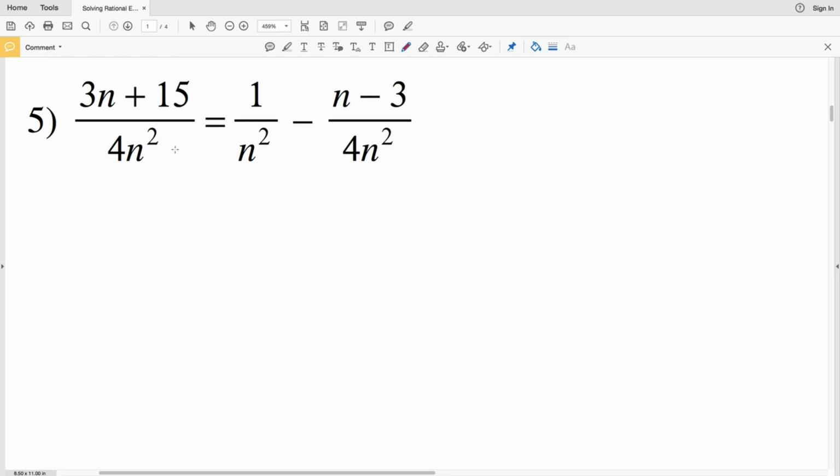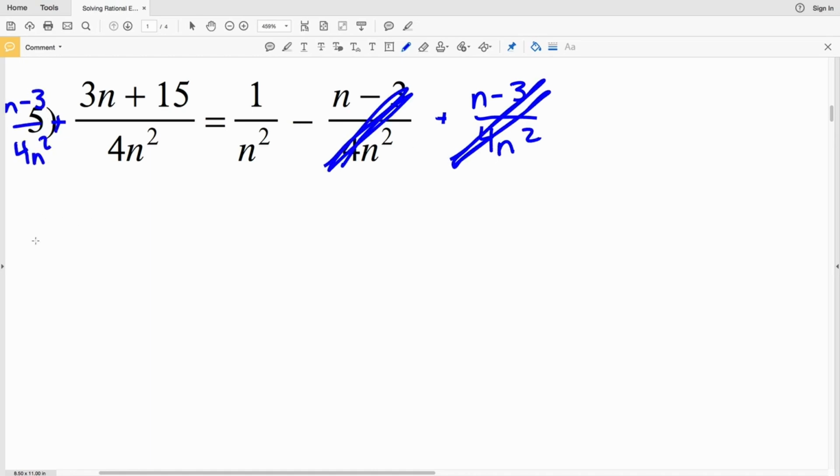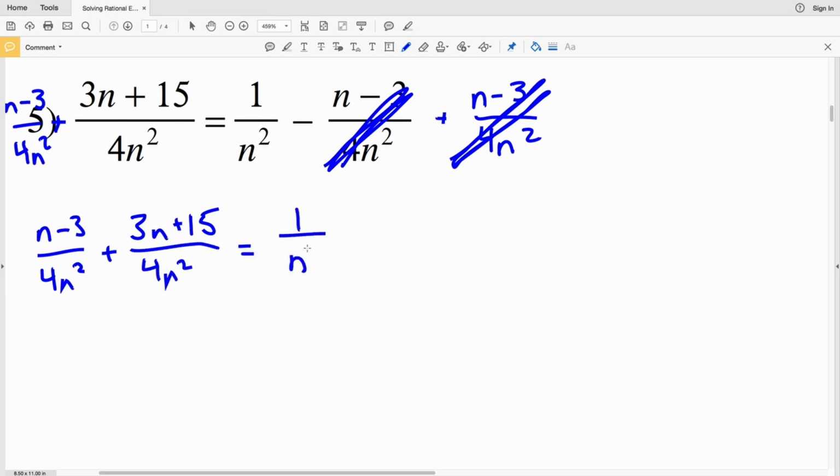So let's go ahead and get on with number 5. Again, I'm going to start by rearranging the equation. Since I already have 4n squared twice, they're just not on the same side to where I can combine them. So I'm going to add n minus 3 over 4n squared to both sides. Doing so will leave me with n minus 3 over 4n squared plus 3n plus 15 over 4n squared, and that's going to be equal to 1 over n squared.